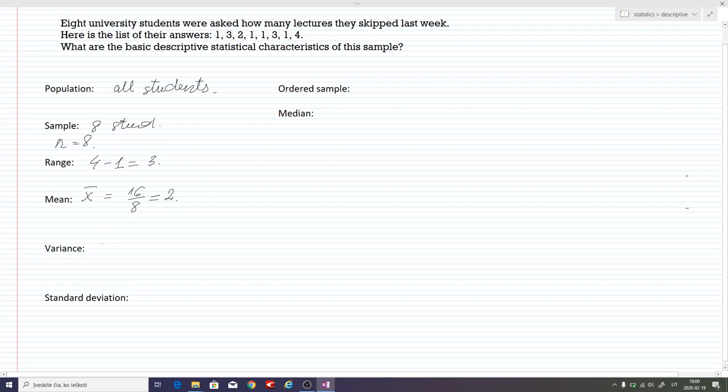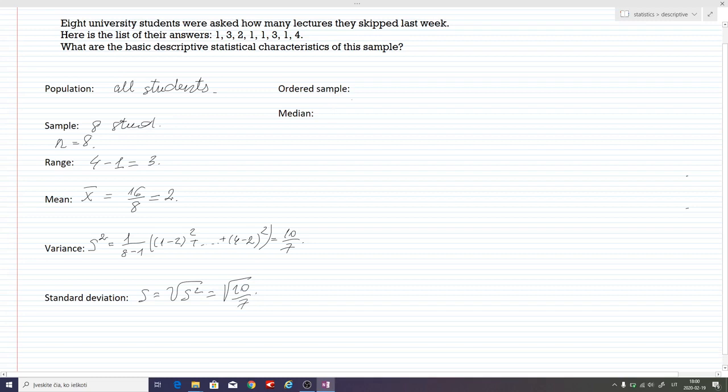The empirical variance of the sample can be obtained as 1 over the sample size minus 1 times the sum of the centered square values of the sample. This means that we have to subtract the sample mean from each value of the sample, square it and sum it up, and we get the sample variance equal to 10 over 7. The standard deviation of the sample is just the square root of the empirical variance, and it's equal to the square root of 10 over 7.